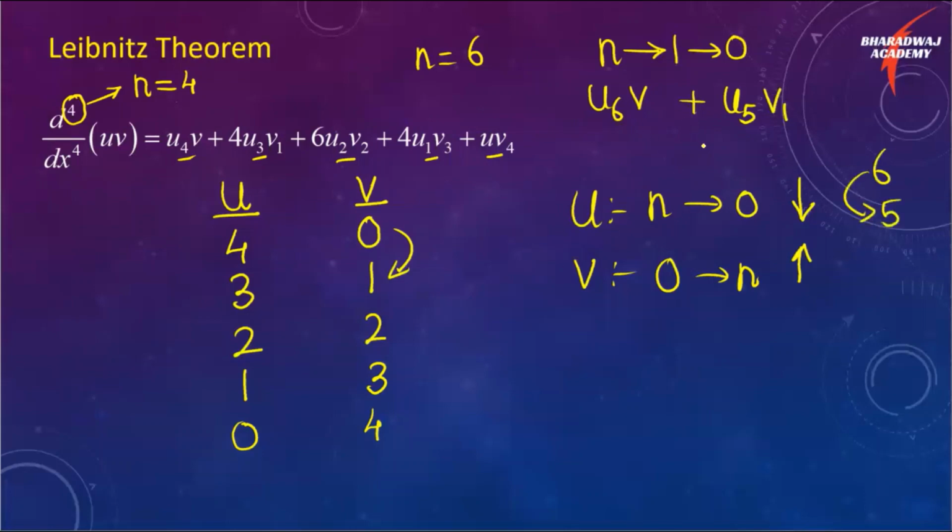As you can see, from n to 0 it is decreasing and v is increasing from 0 to 1. Yes. Now u and v are done, correct? U and v are completely resolved. But what about these coefficients?